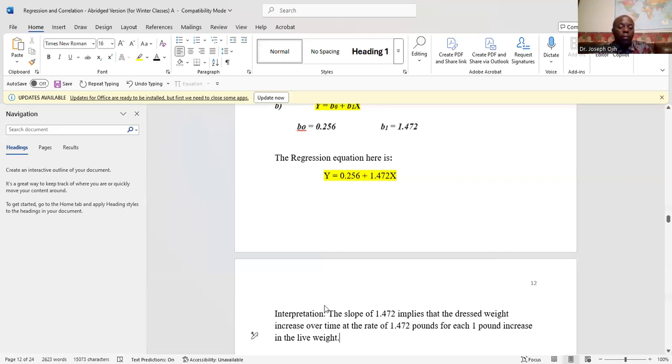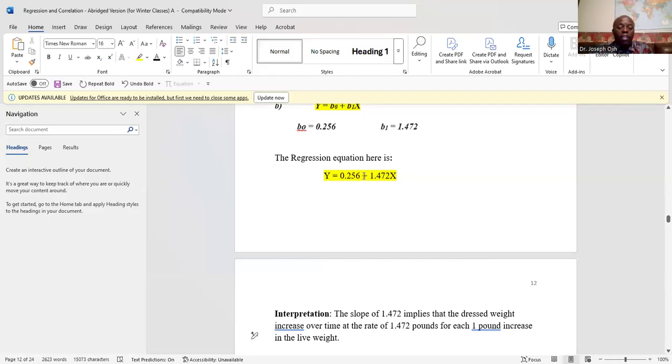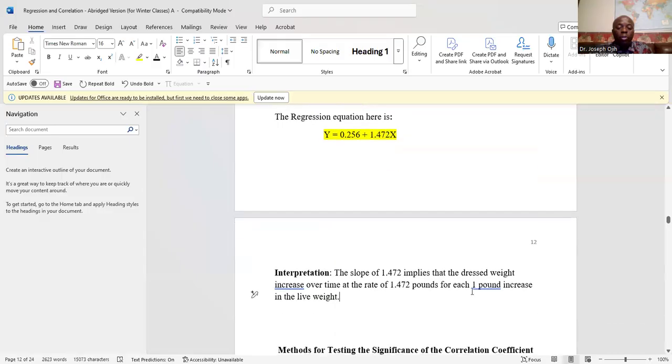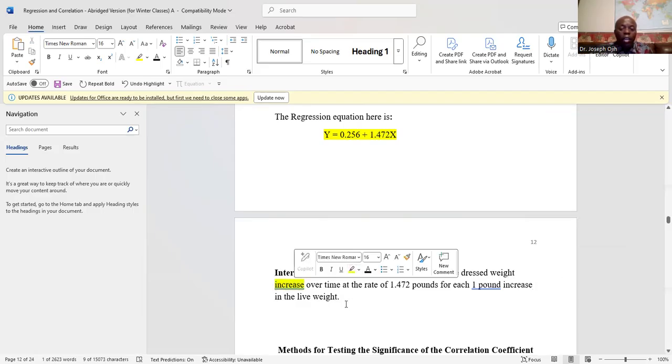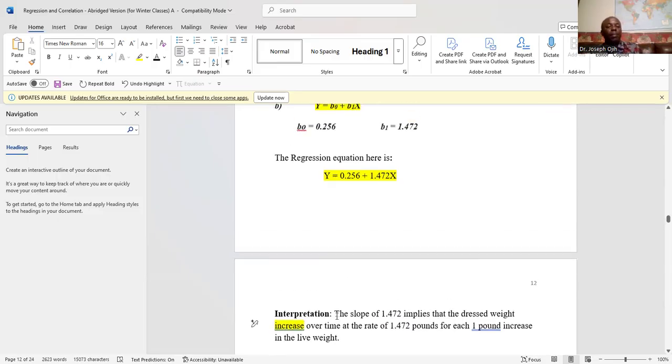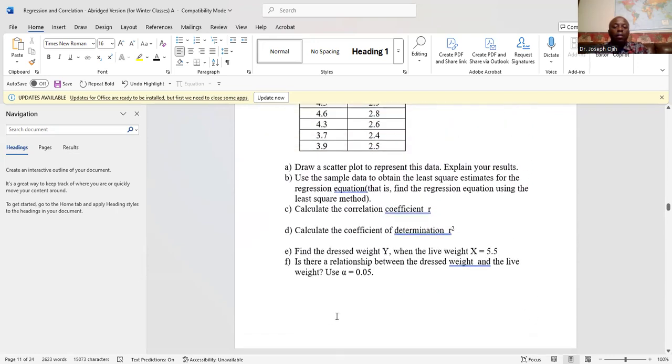That's it. Now, like I explained, if this is a negative slope, let's say it's negative 1.46, then that changes this increase to decrease. If negative, just put decrease here, and that's it. Sorry, my mistake, I'm talking about this one. Increase here is increase. If it's a negative slope, put decrease here instead of increase. That answers part 2, part B of this. Now, part C says, calculate the correlation coefficient R.